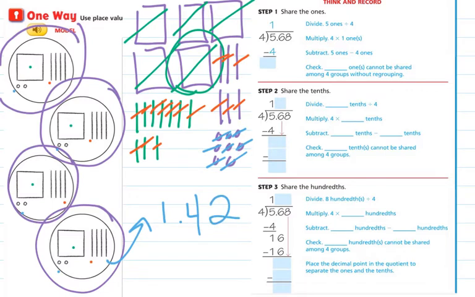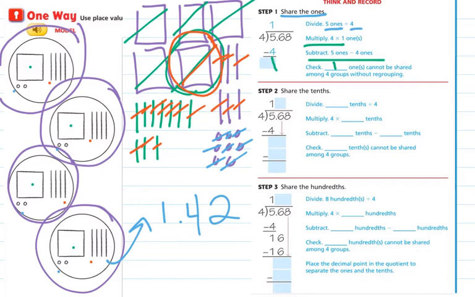But boys and girls, we also need to learn how to think about and record this using long division. So what we're going to do is share the ones. So we have 5 ones divided by 4 is 1. Now we're going to multiply. 4 times 1 is 4. We subtract 5 ones minus 4 ones, and we get 1 one. It says check. 1 one cannot be shared among 4 groups. And we saw that. That was what we had to regroup. So we're going to have to regroup in our next step.